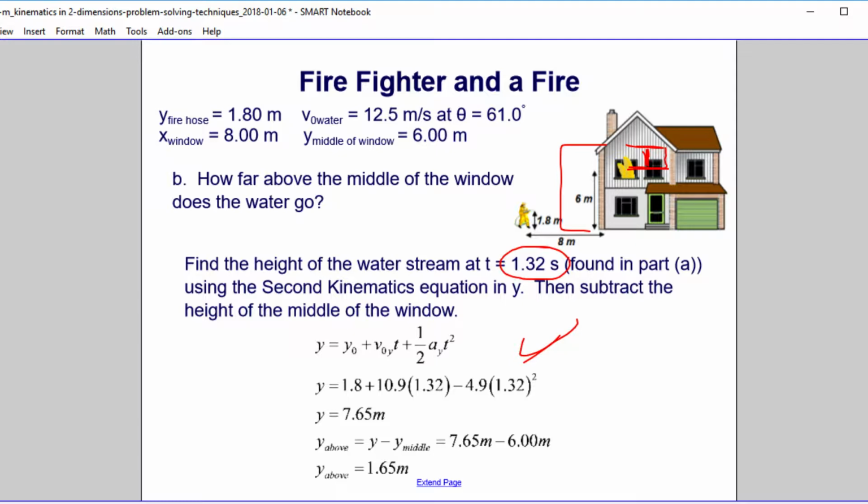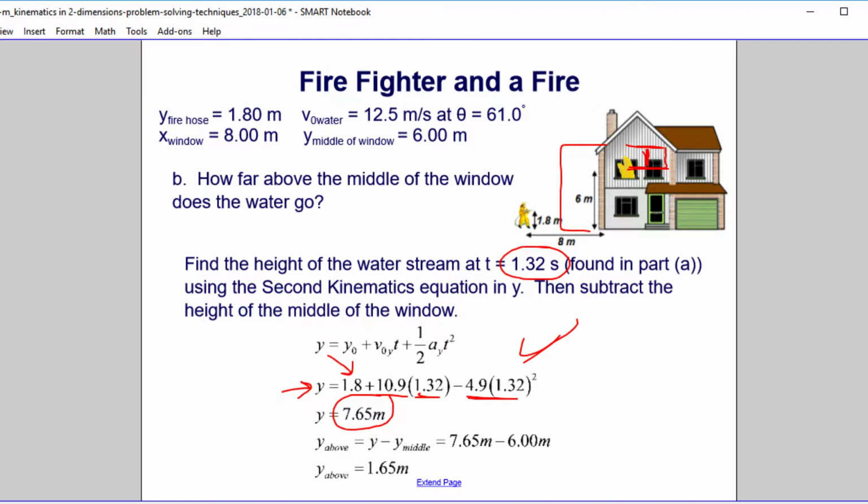So we plug in. This is going to give us our height where it hits. Here's our initial height. Make sure you put the 1.8 meters because the fire hose is above the ground. We have the initial velocity in the y direction. Here's the time it took before it hit the house. Here's the effect due to gravity. And we find that the water hits the house at 7.65 meters above the ground.